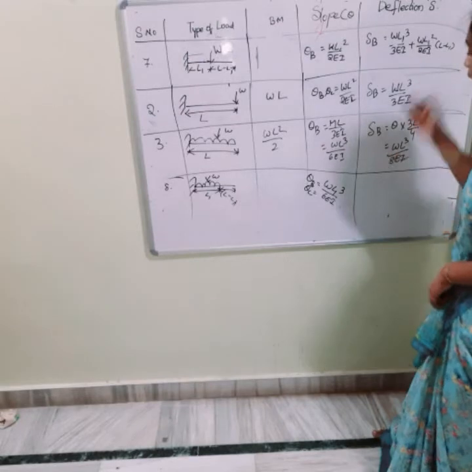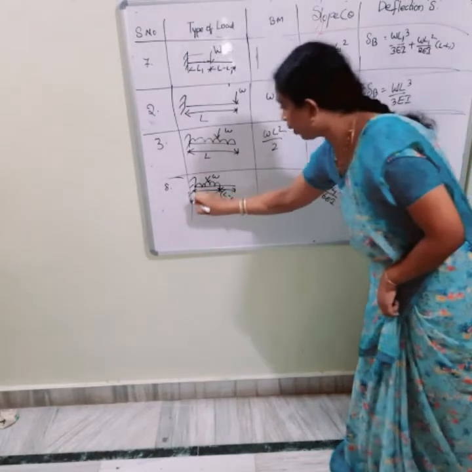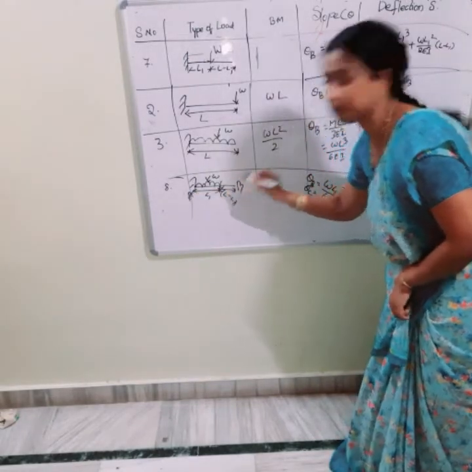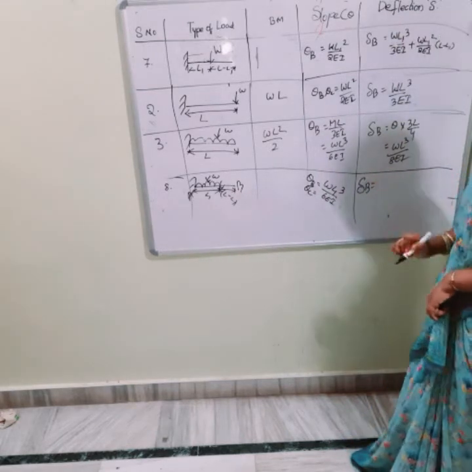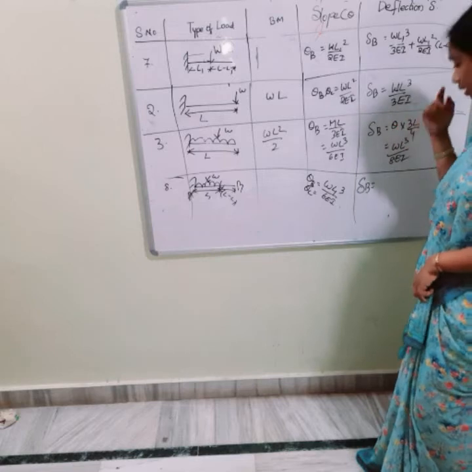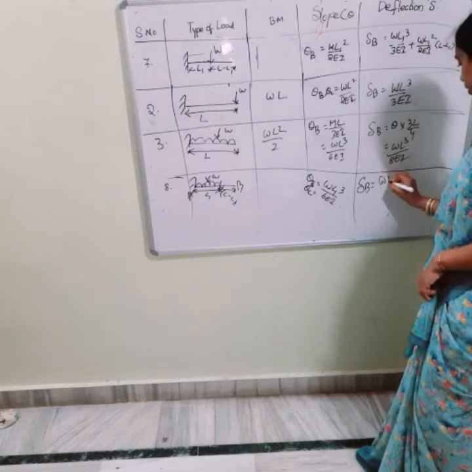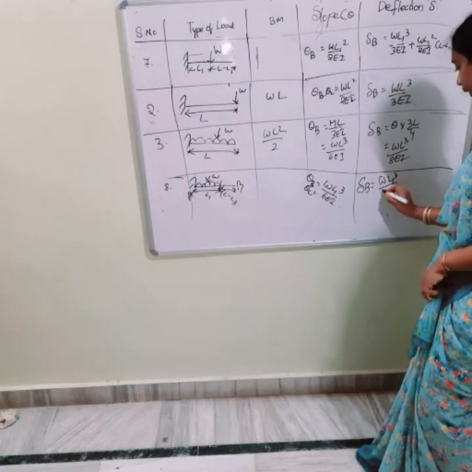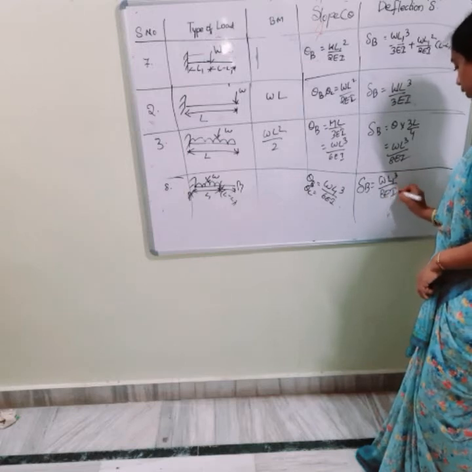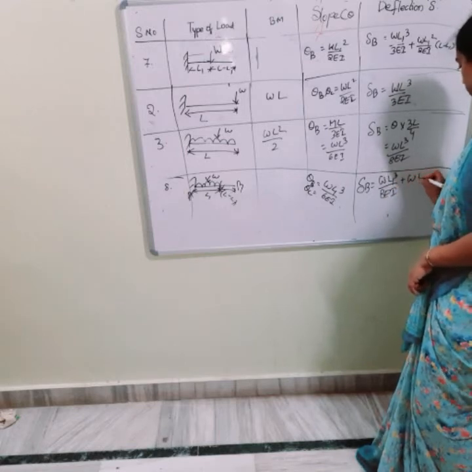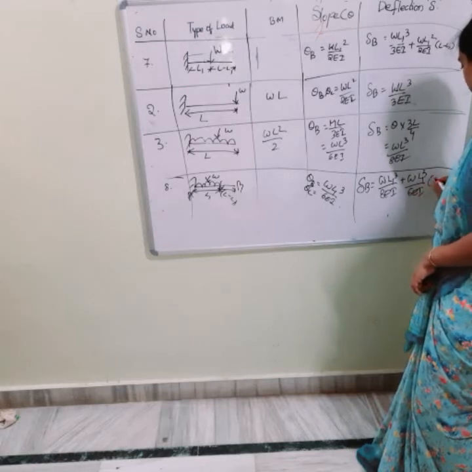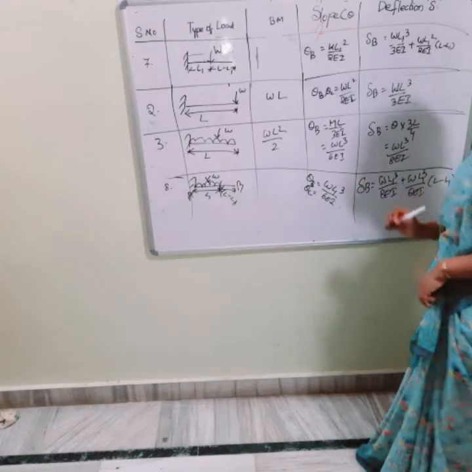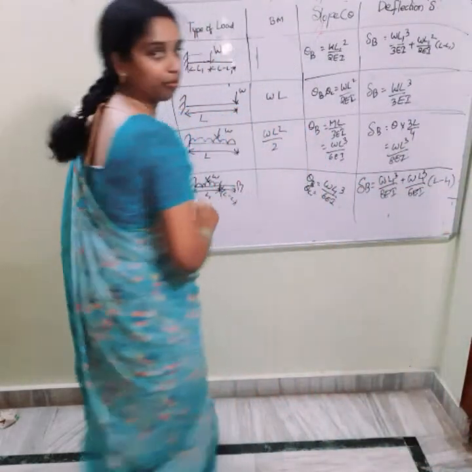Next, now I need to calculate the deflection. So here, what is the deflection? This is my A point, this is my C point, and this is my B point. Here the deflection will always be at the free end. So delta B is equal to, replacing L with L1, WL1 cube by 8EI. Next, I have to add the slope value. What is the slope? WL1 cube by 6EI into L minus L1. This is my slope and deflection value.